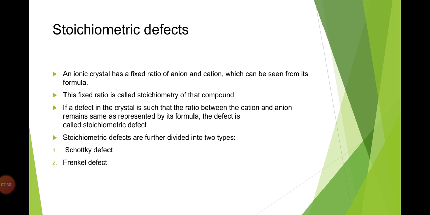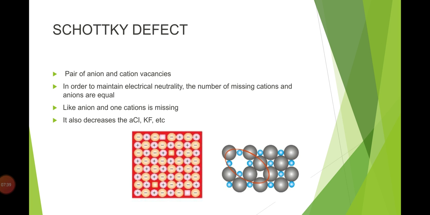So actually stoichiometric defects are further divided into two types. The first one is the Schottky defect and the second one is the Frenkel defect. Now Schottky defect. It is actually a pair of anion and cation vacancies. In order to maintain electrical neutrality, the numbers of cations and anions missing are equal.